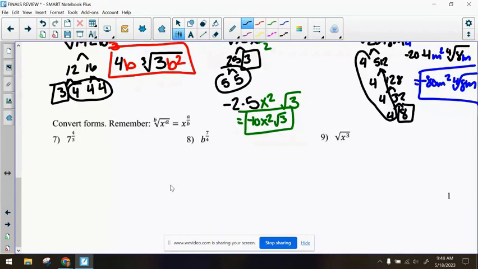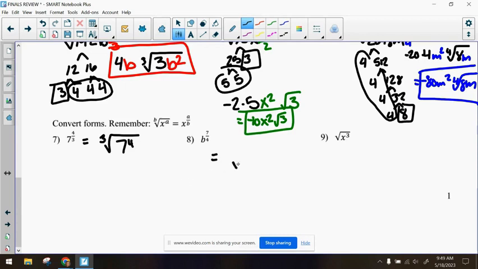Now we're on to converting forms. I'll go ahead and go through all of these with you because these are pretty quick. They give you a guide here. So whether we're going from radical to exponential, or from rational exponent back to radical form. So this one's in rational exponent form, so I need to have a radical. 7's the base. Whatever the denominator is, that's the index, and we take it to the 4th power. So that's all we're doing, converting forms back and forth.